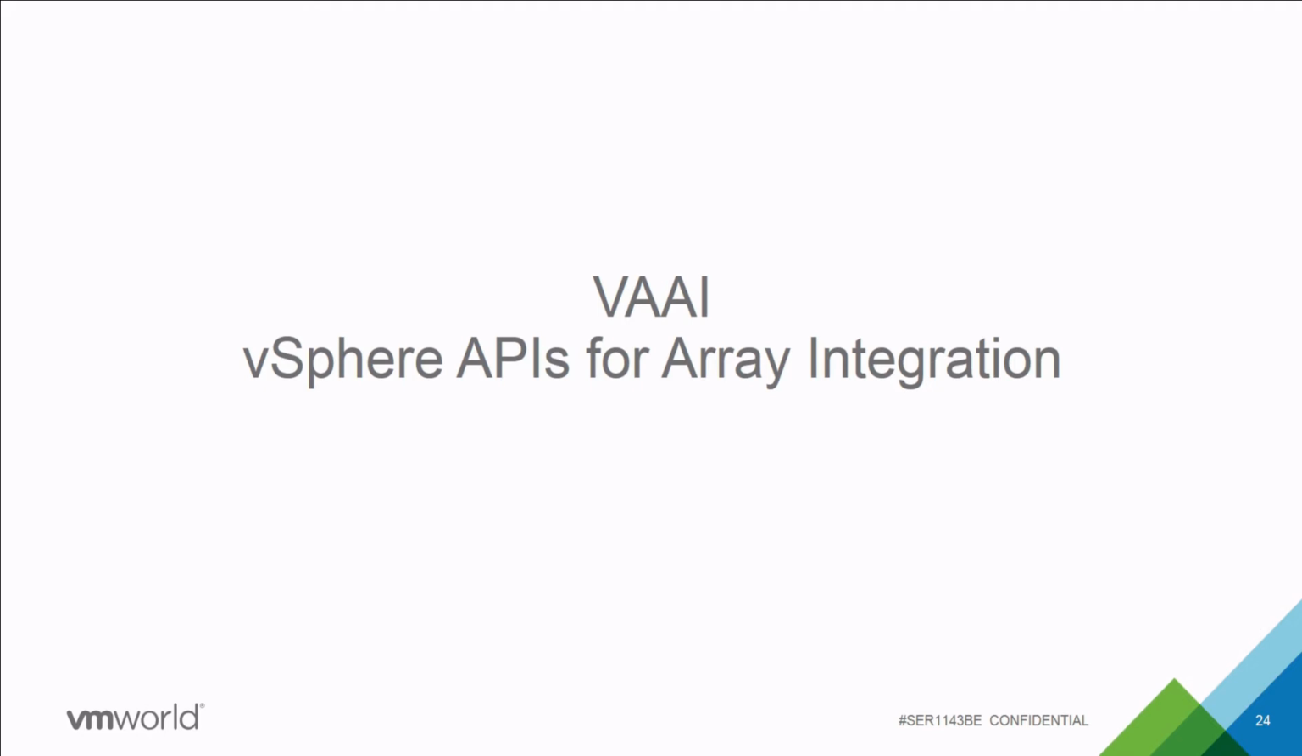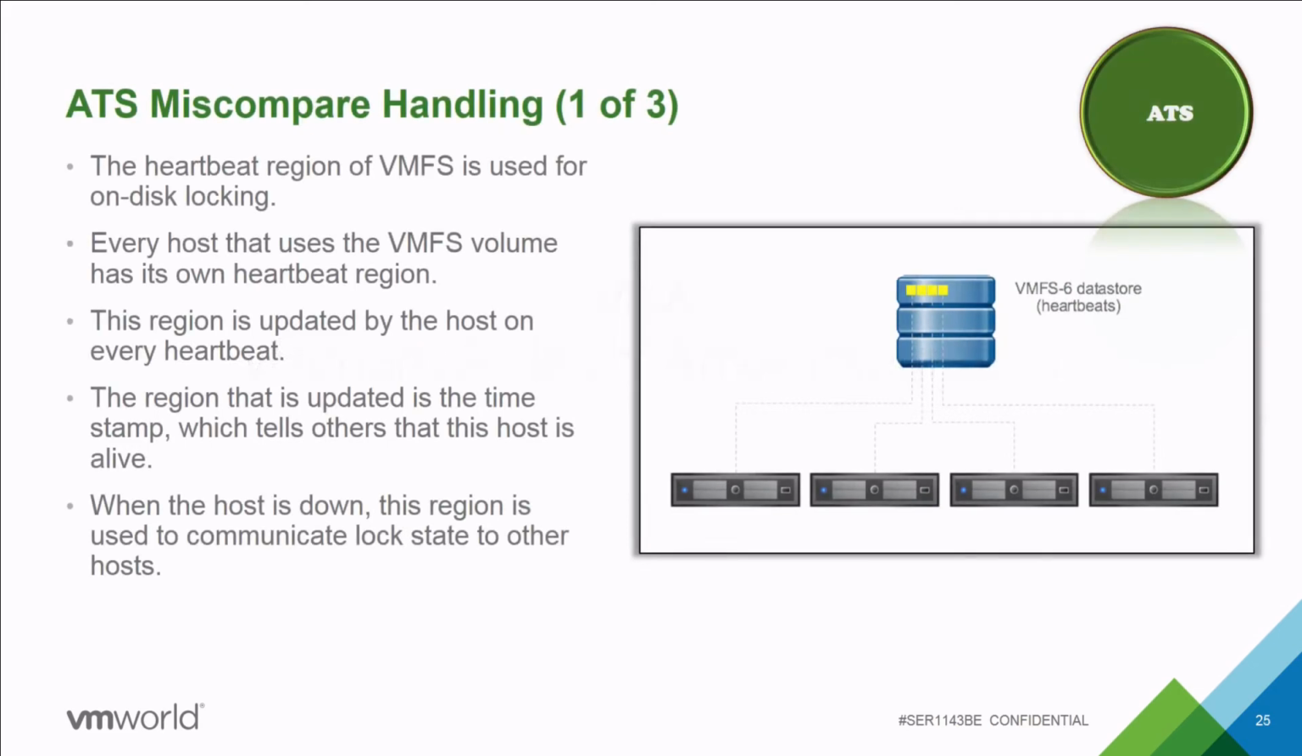VAAI in general is a bunch of offloads, having the array do things that VMware knows the array can do better than itself: XCOPY, Write Same, Atomic Test and Set, a variety of different features. One of the major enhancements here was with Atomic Test and Set, sometimes referred to as hardware-assisted locking or compare and swap. It goes by many names.